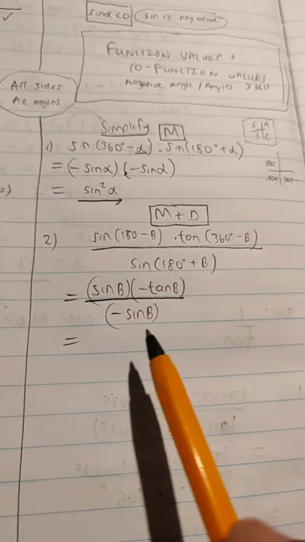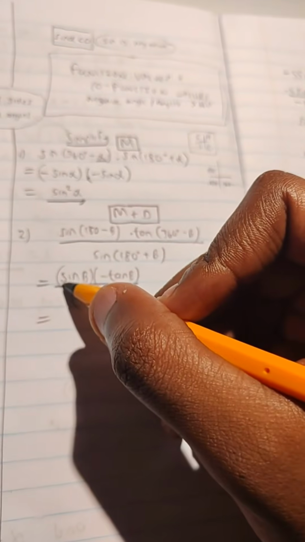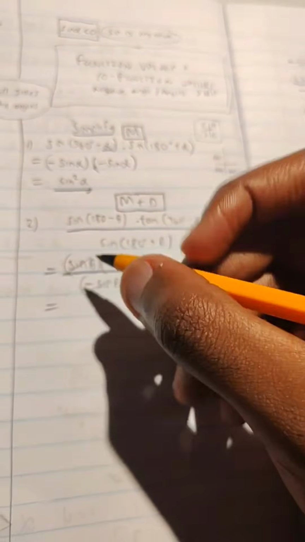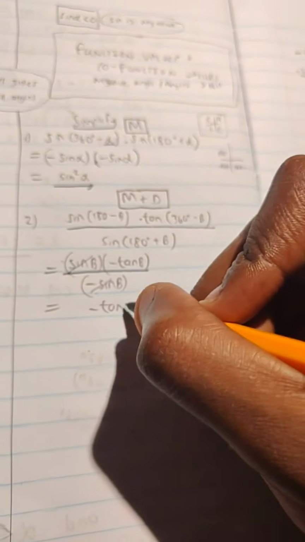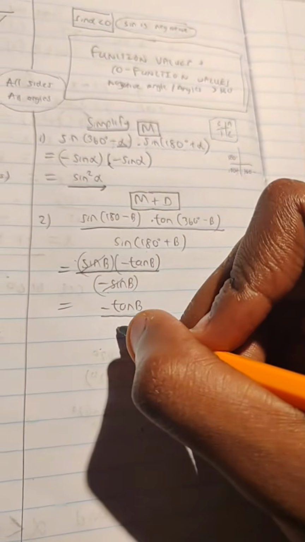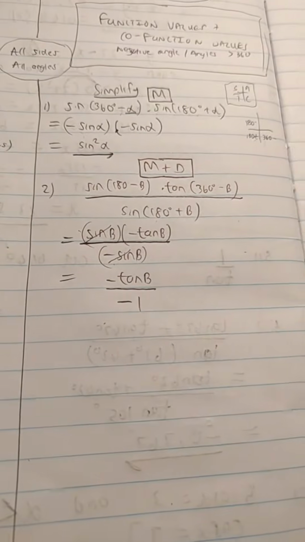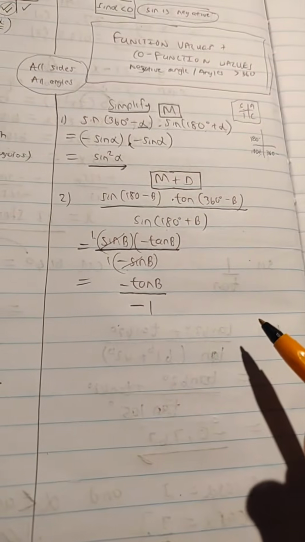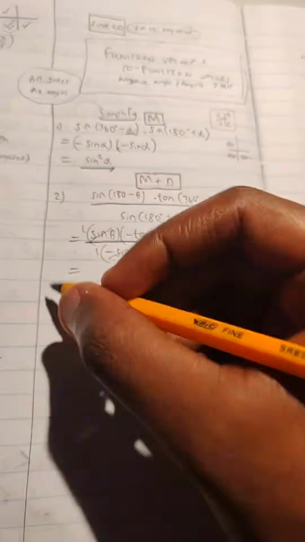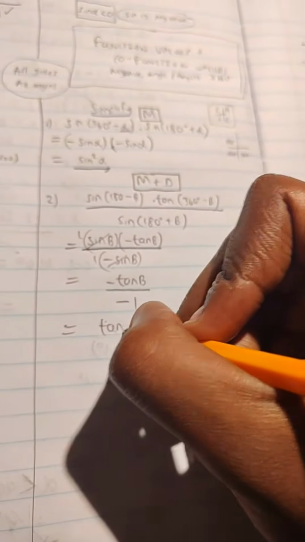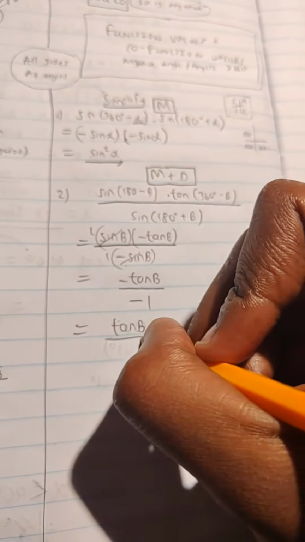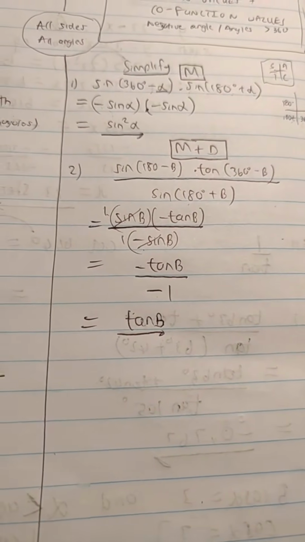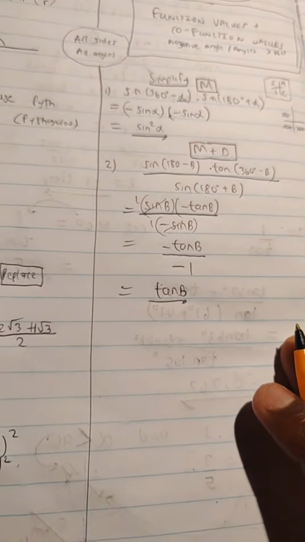Now that we have all of this, simple, guys, we can cancel. Sine divided by sine, positive divided by negative. Obviously, we are going to have a negative tan b over negative 1. Okay, yeah, because when you cancel, we are left with 1 and 1. Then a negative divided by negative is going to give you a positive. So we've simplified to a single trigonometric ratio, which is the goal, and the answer is tan b.